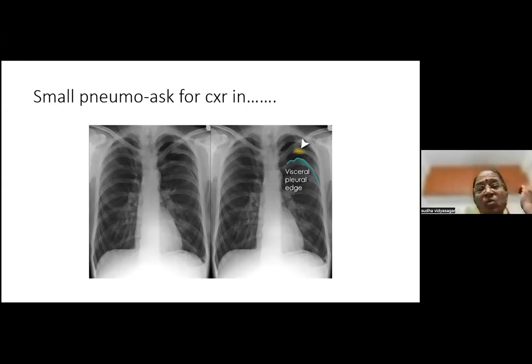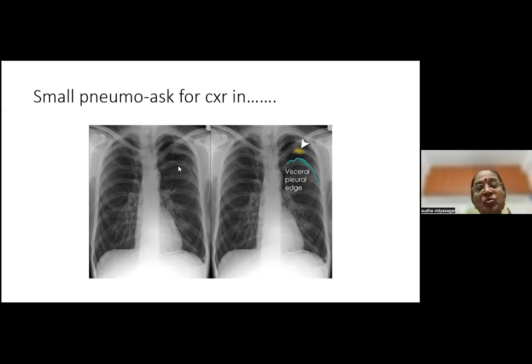So when you have a small pneumothorax and you're not really able to see, what modification in the chest X-ray would you like to do? What would you ask the radiographer to do for you? You ask for an X-ray in expiration, isn't it? Very few times in clinical medicine do we ask for an X-ray in expiration. One is to look for a small pneumo, because when you expire, this lung will shrink further, and you can see the pneumothorax better.